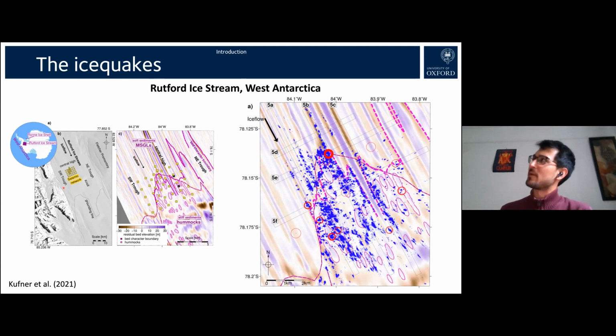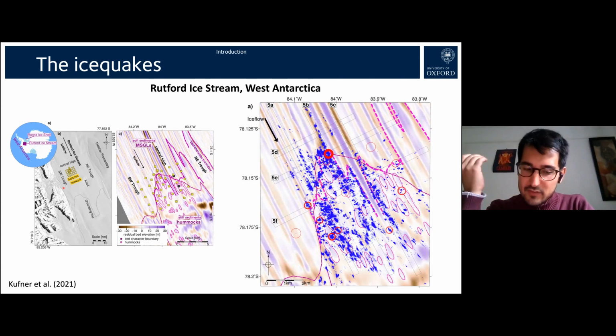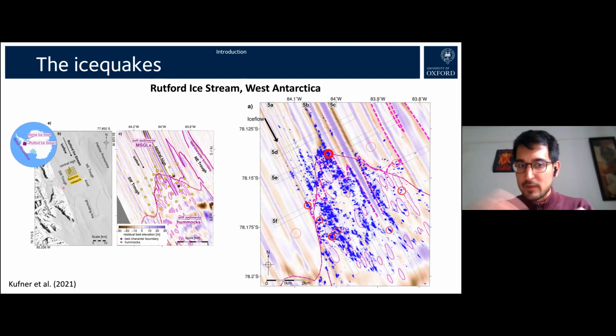I was just quite curious about the fact that you obtain these measurements from icequakes. To what extent can we expect icequakes to occur in any sort of setting, so that you can generalize the results of your measurements to different ice sheets or geographical settings?